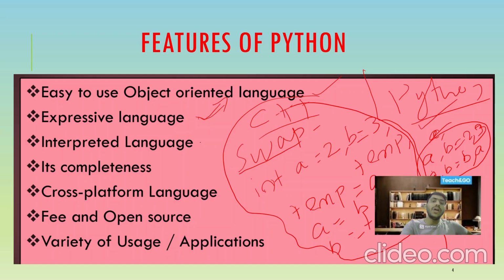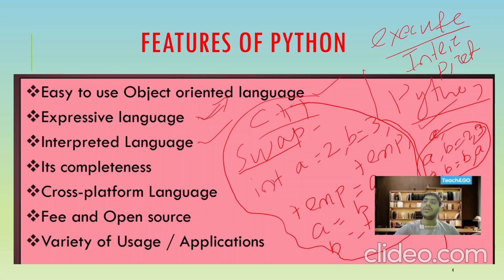Then the third one: it is an interpreted language. Why is it an interpreted language? Because when the program executes, it takes the help of an interpreter. That's why it is called interpreted.